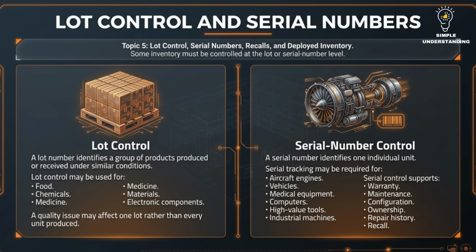Serial number control. A serial number identifies one individual unit. Serial tracking may be required for aircraft engines, vehicles, medical equipment, computers, high-value tools, industrial machines. Serial control supports warranty, maintenance, configuration, ownership, repair history, recall.